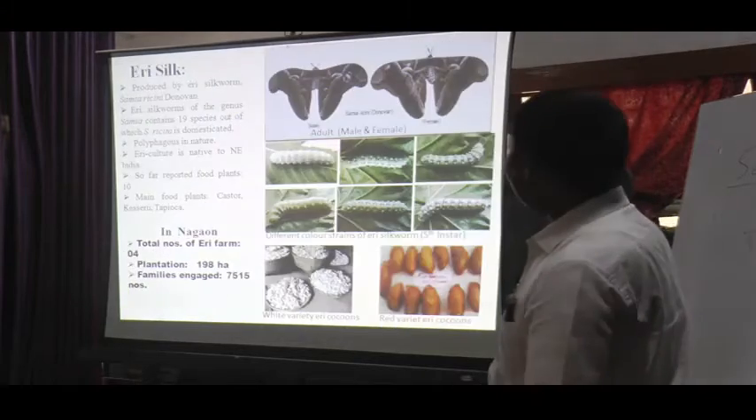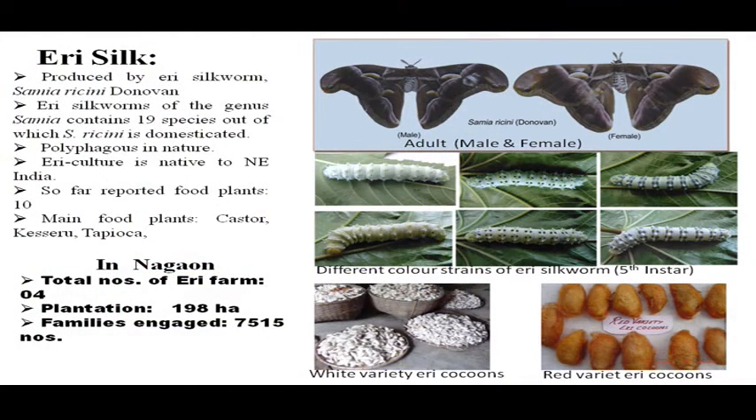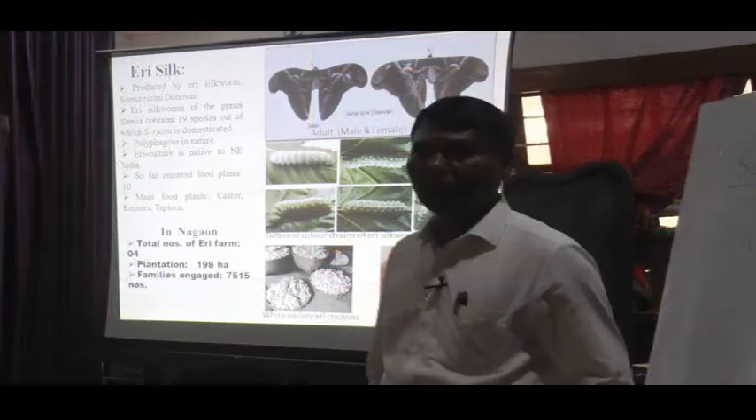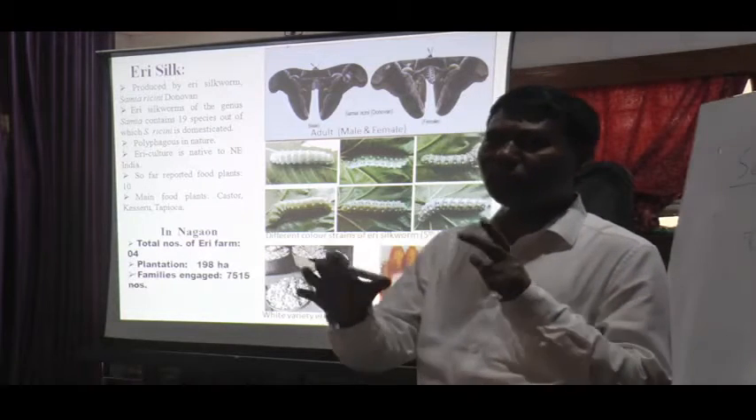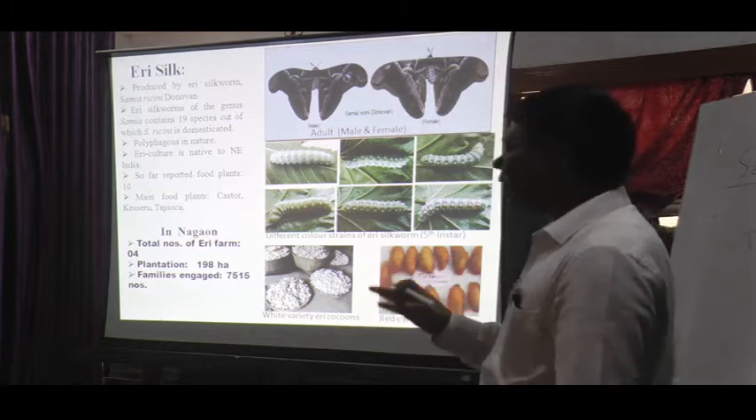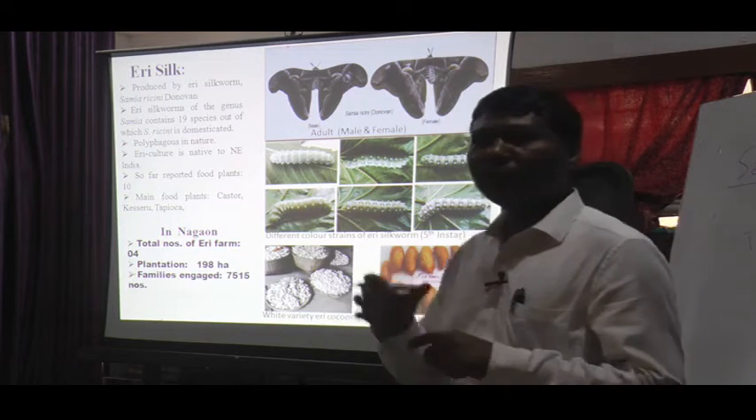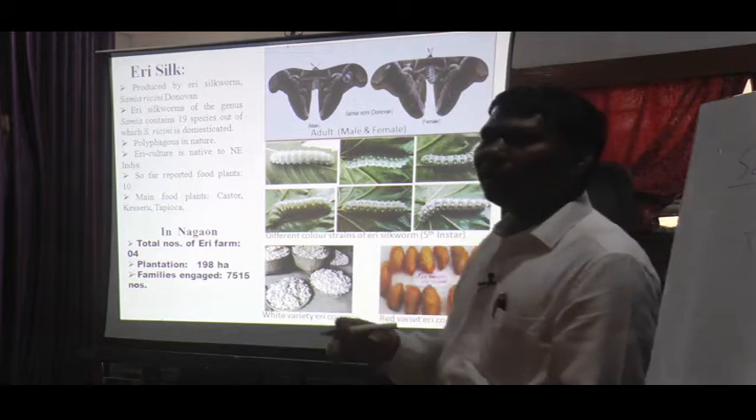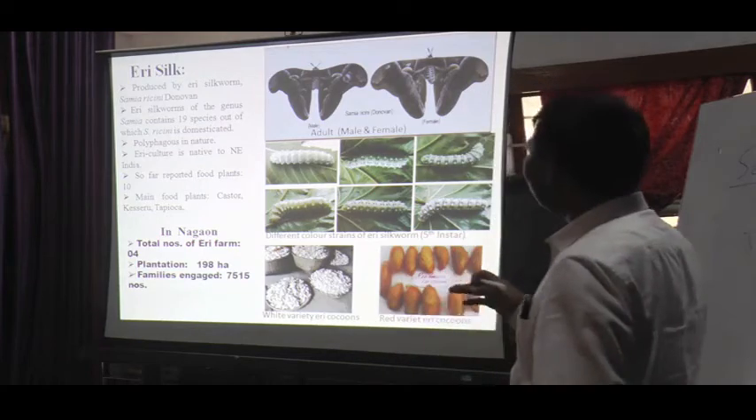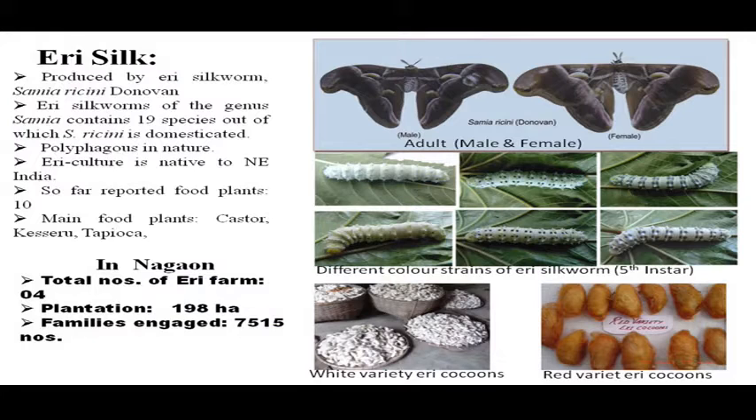So again we have another important commercial variety of silk, Eri silk, produced by the Eri silkworm Samia ricini Donovan. The Eri silkworm genus Samia contains 19 species, out of which Samia ricini is domesticated. So over the world 19 Eri silkworm species are there. In India we have 3 different species: Samia ricini, purely cultivated, then Samia canningi, its wild counterpart, and Samia fulva, wild, found in the Andaman and Nicobar Islands. So far 10 food plants are reported. The main food plants are castor, kesseru and tapioca.